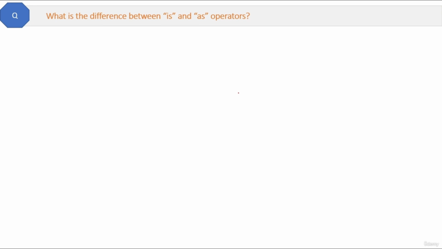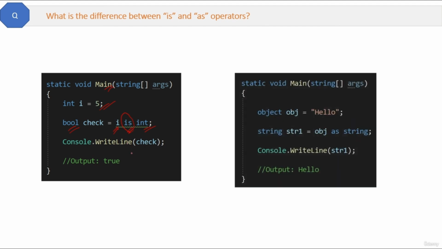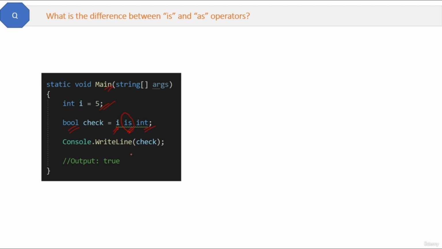So let's see the code first. Here inside the main method, we have a variable i of integer type. In the next line, we are checking whether this variable i is of type integer or not with the help of the is keyword. Basically this statement will return a Boolean value which is either true or false, nothing else. So the job of the is operator is to check the type of a variable, class or object or anything. In this case, the output will be true because i is already an integer, we know.